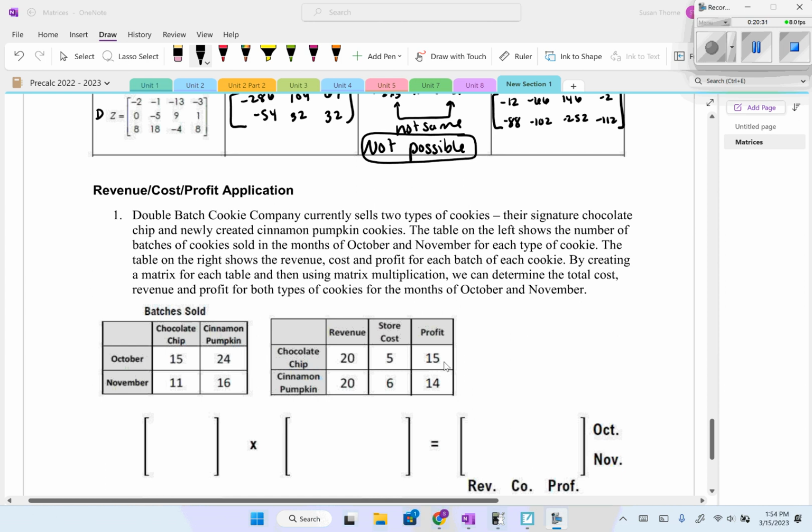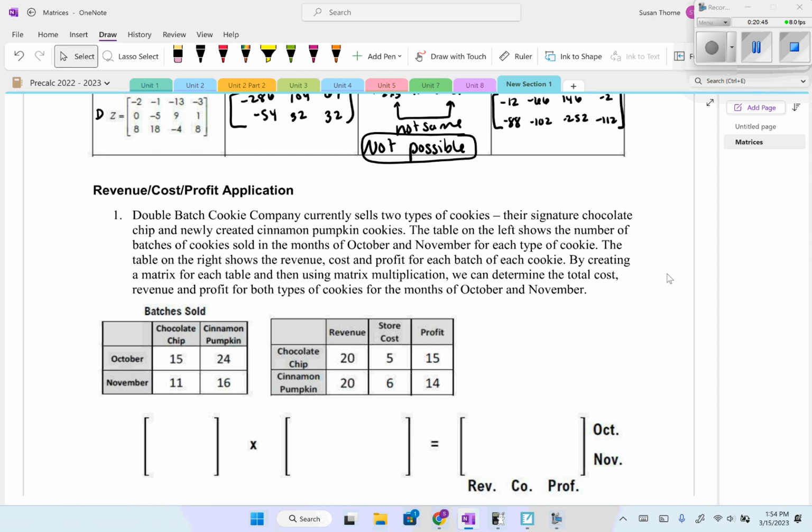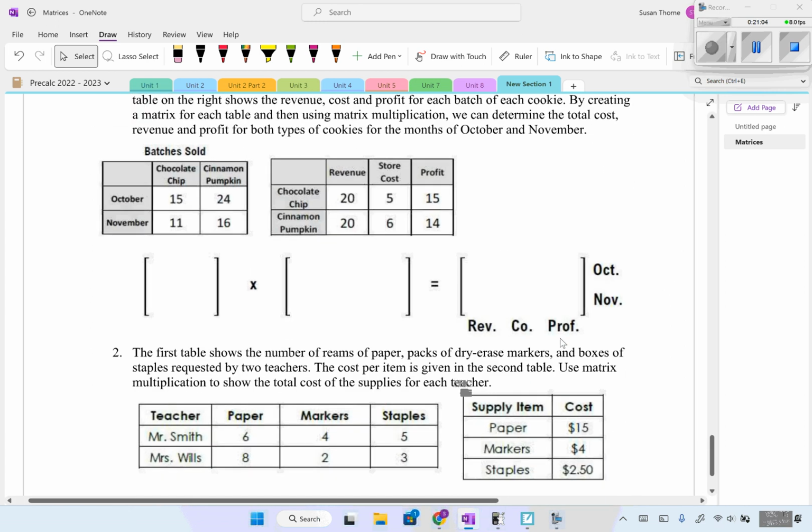So let's go ahead and take a look at an application problem. It says that Double Batch Cookie Company currently sells 2 types of cookies, their signature chocolate chip and newly created cinnamon pumpkin cookies. The table on the left shows the number of batches of cookies sold in the months of October and November for each type of cookie. The table on the right shows the revenue, cost, and profit for each batch of each cookie. By creating a matrix for each table and then using matrix multiplication, we can determine the total cost, revenue, and profit for both types of cookies for the months of October and November.